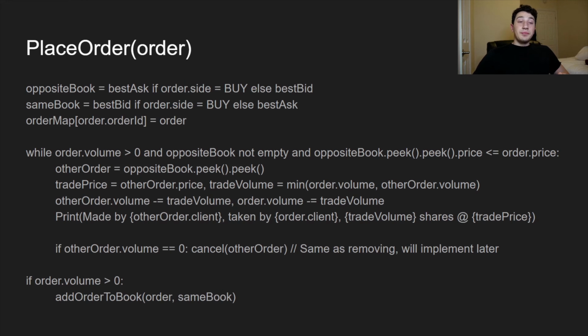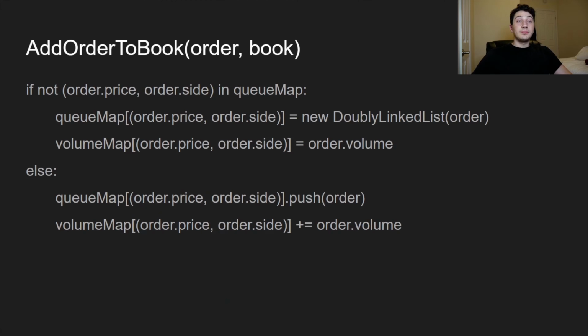And then finally, if we've gone through our while loop, we filled every single order that we can as part of the one that was just placed, and there's still volume left to be filled, so let's say I wanted 50 shares of Google and I was able to buy 45, but now there's 5 left. I'm going to go ahead and put those 5 left into the order book, and I'll show that helper method in a second.